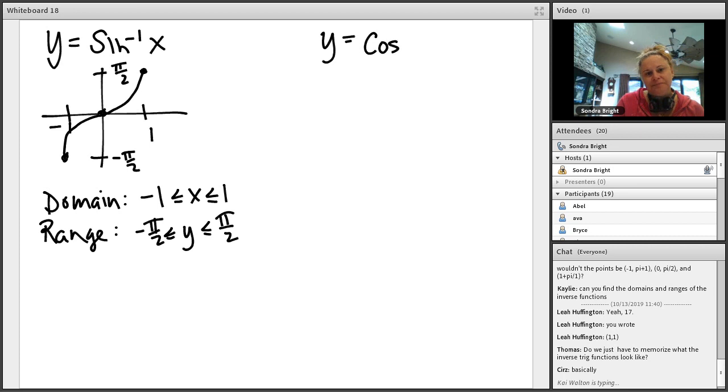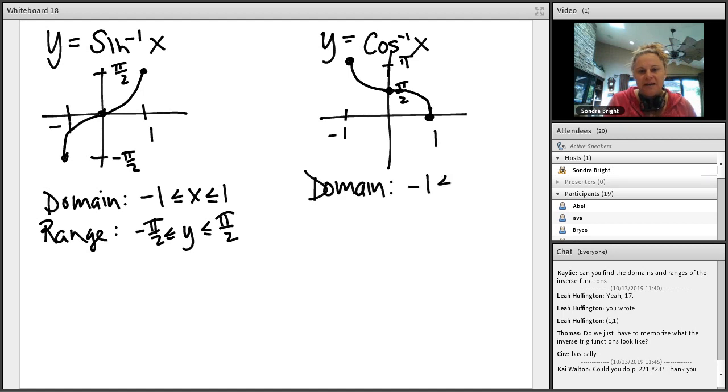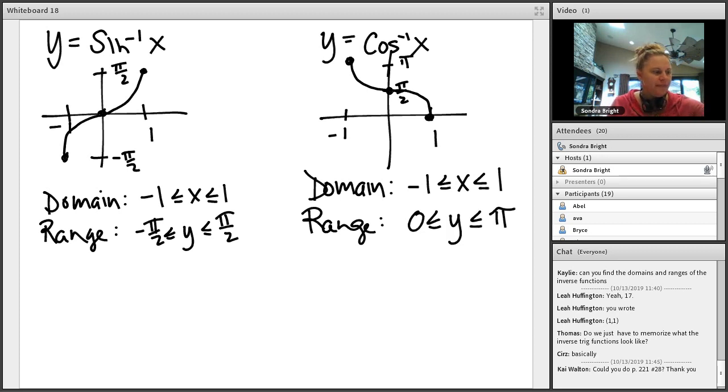Inverse cosine looks like, let's say that's pi, and then this is pi over 2. You have there, there, and there, and it curves like this. All right, so the domain are the x values, from -1 to 1, and the range are the y values, 0 to pi.